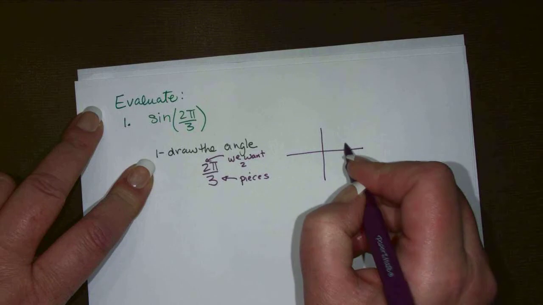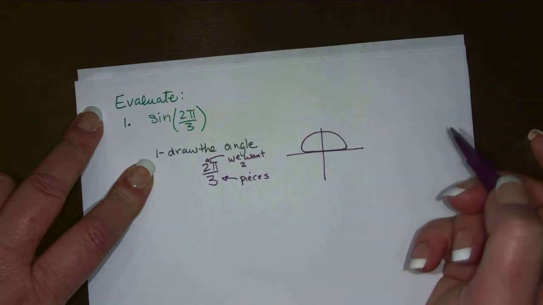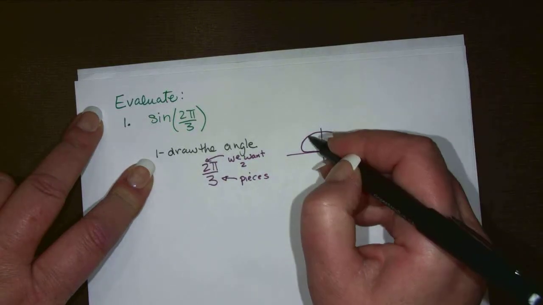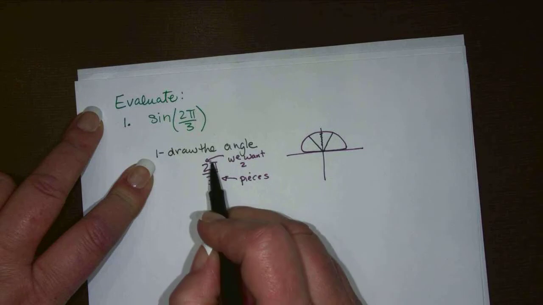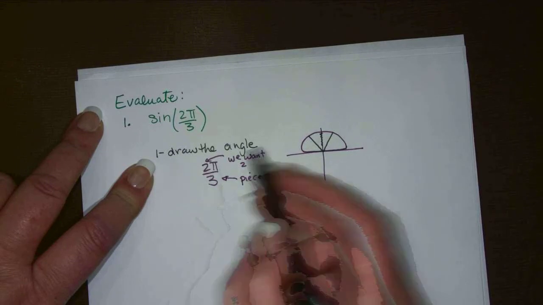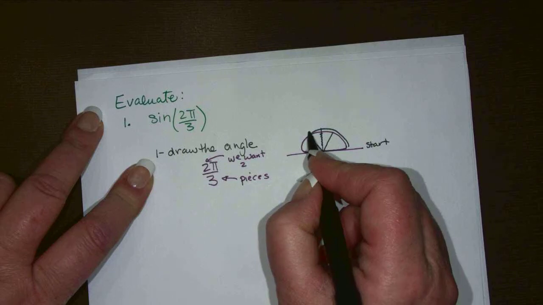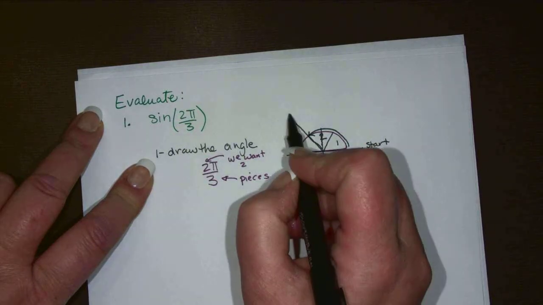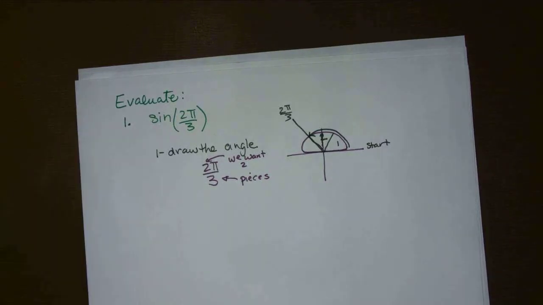So here's our pi, just on the top, and we're cutting it into 3 pieces. So we're ignoring that, 1, 2, 3. And how many do we want? 2. Here's your start. It's positive, so we're going in this direction. We want 2 pieces, 1, 2, and so here is 2 pi over 3. So that's step 1.